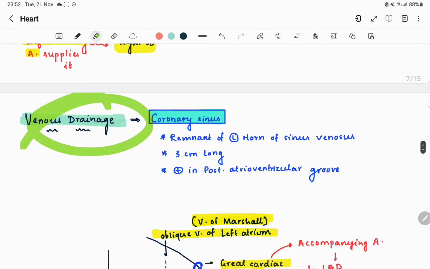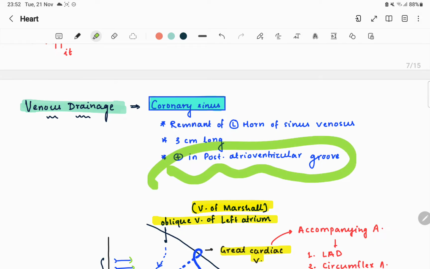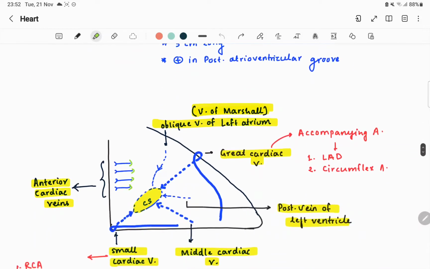Talking about the venous drainage, you have the coronary sinus for the venous drainage, the remnant of the left horn of your sinus venosus. It is 3 cm long and present in the posterior atrioventricular groove.